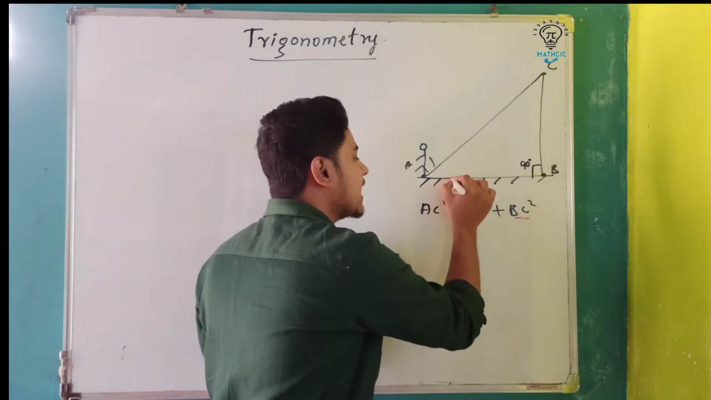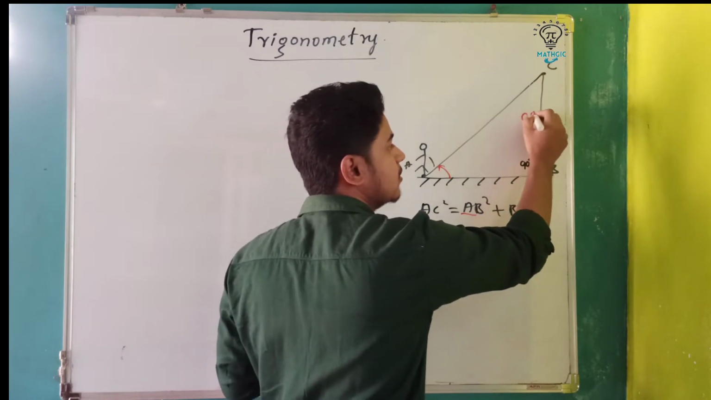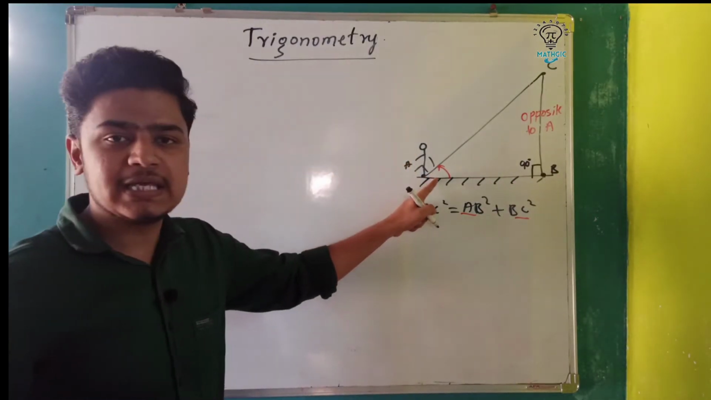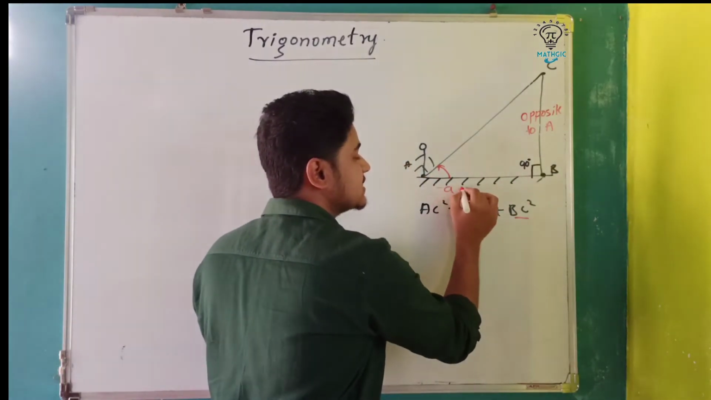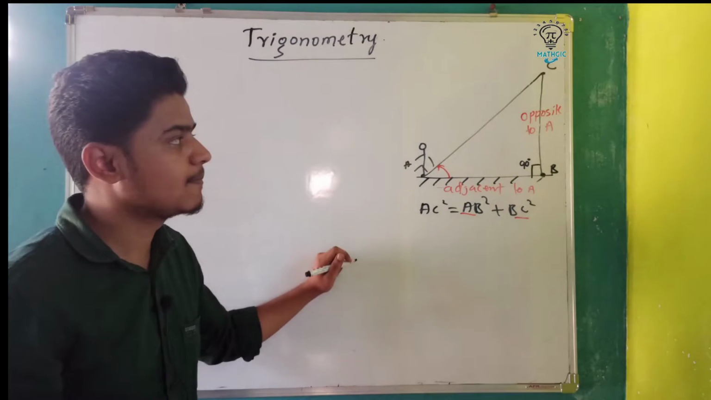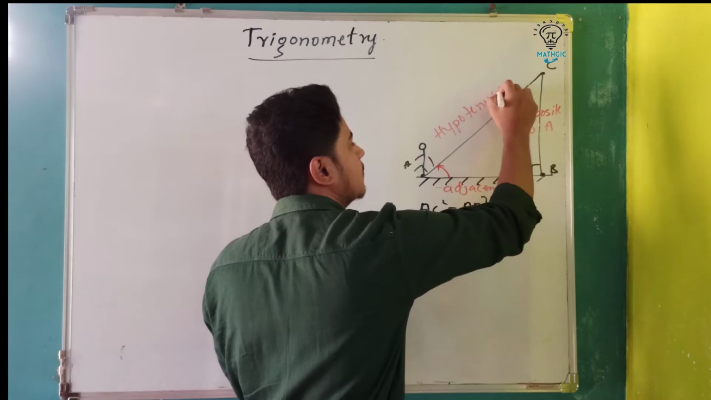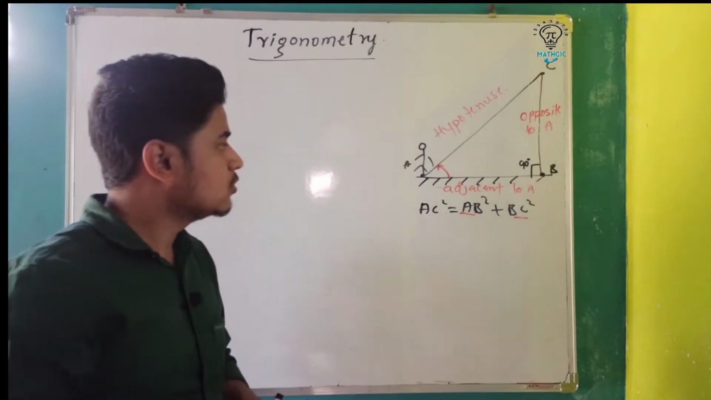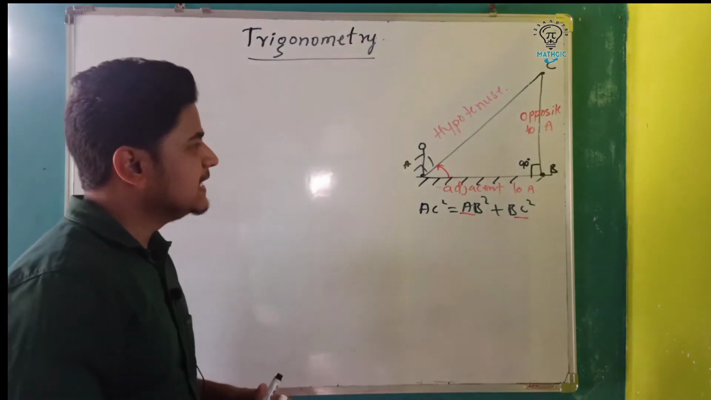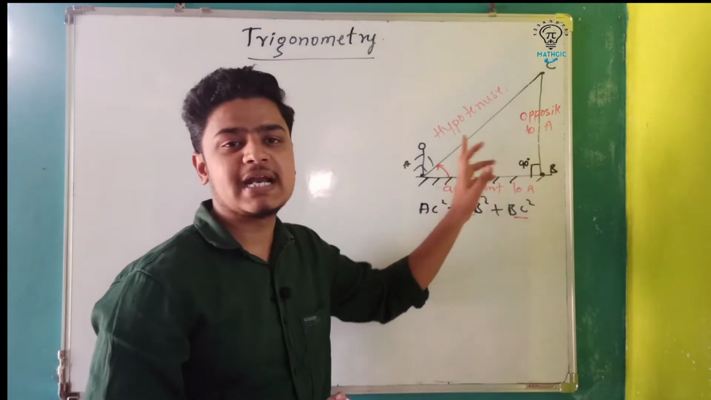With respect to angle A, this side is called the opposite side, opposite to angle A, and this side is called the adjacent side, adjacent to angle A, and this longest side is called the hypotenuse. Basically, ratios mean comparison of two sides. Here, trigonometric ratios mean the comparison of sides of the right angle triangle.